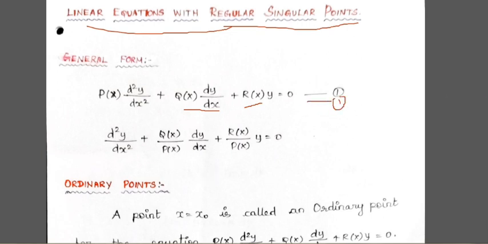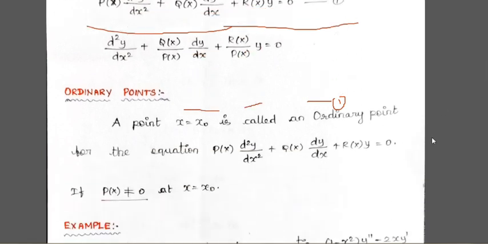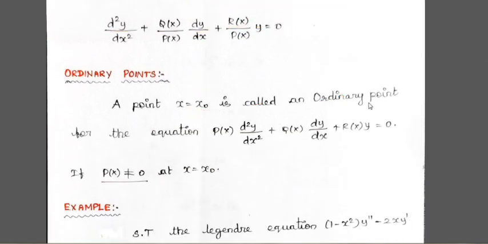The first definition is ordinary points. What is an ordinary point? A point x equal to x naught is called an ordinary point for the equation p of x d square y by dx square plus q of x into dy by dx plus r of x y equal to 0 if p of x is not equal to 0 at x equal to x naught. This is the ordinary point definition.